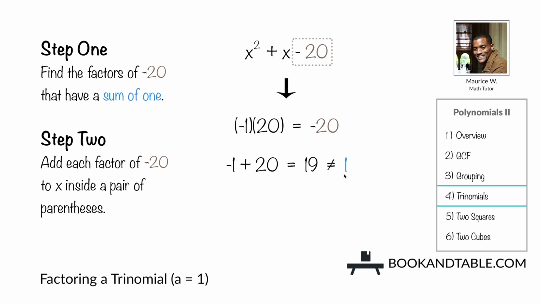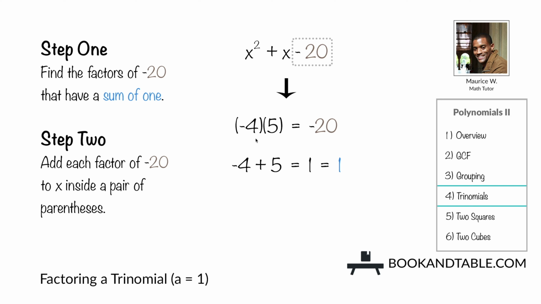So that is how we know that these are not the two factors of negative 20 that we are looking for. So then we look at the next pair of factors. That would be negative 2 times positive 10, which would also give us negative 20. When we add those two factors together, we get negative 2 plus 10, which is equal to positive 8. And that does not equal positive 1. So negative 2 and positive 10 are not the factors of negative 20 that we are looking for.